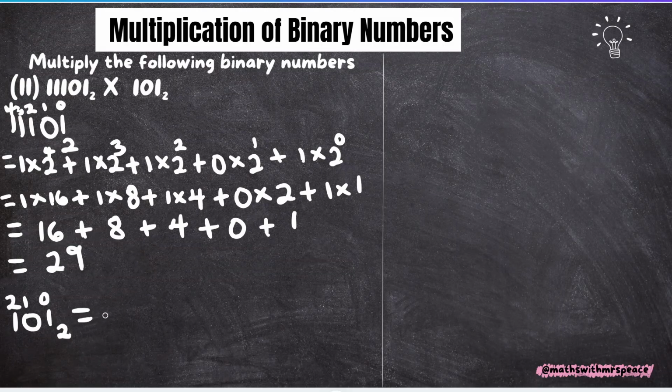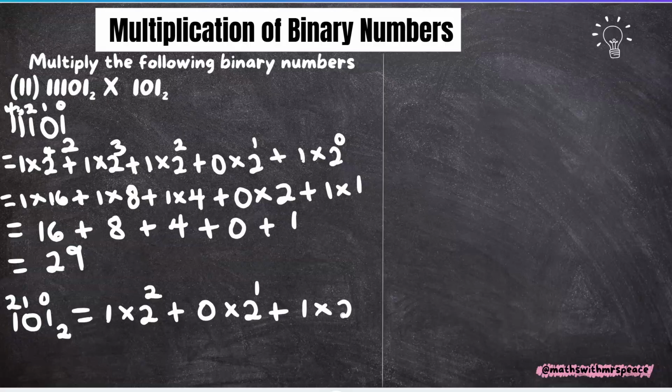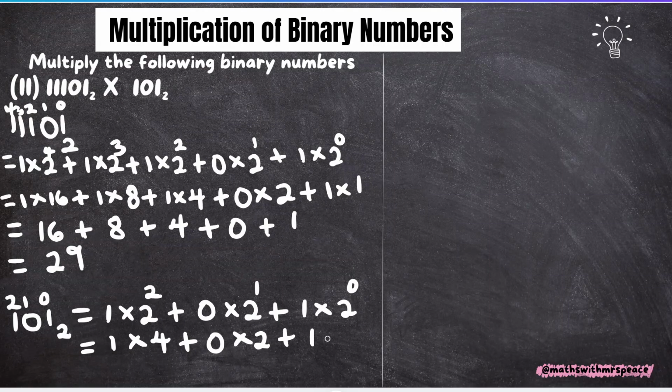So when I expand this, I will have 1 times 2 raised to the power of 2 plus 0 times 2 raised to the power of 1 plus 1 times 2 raised to the power of 0. Going to solve for the powers now. We'll have 1 times 2 raised to the power of 2 will give us 4 plus 0 times 2 raised to the power of 1 will give us 2 plus 1 times 2 raised to the power of 0 will give us 1. Next, we are going to multiply.